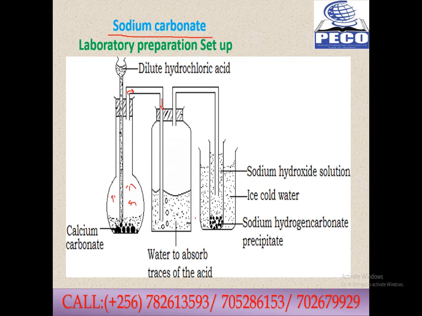Why do we pass it through water? It is to absorb traces of the acid, or what we normally call hydrochloric acid fumes, or at times hydrogen chloride gas, which normally accompany hydrochloric acid. So whenever you use hydrochloric acid, those impurities of the fumes will come up, and you need to remove them so that you can have a pure gas. So carbon dioxide is passed through water to absorb the traces of the acid.